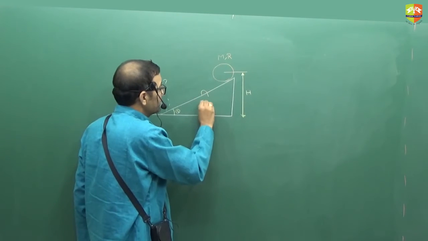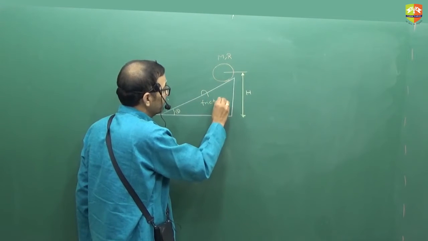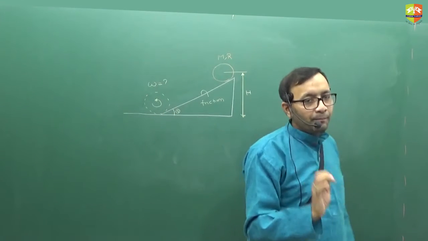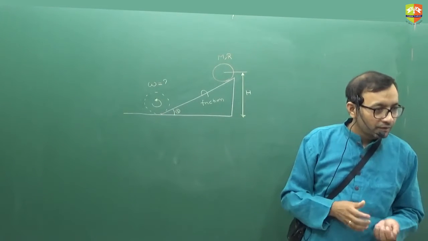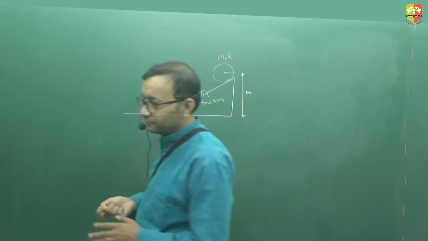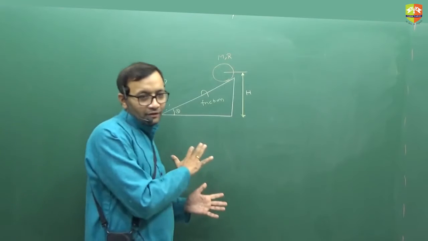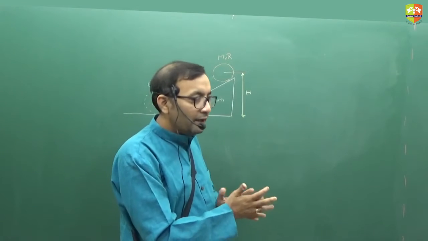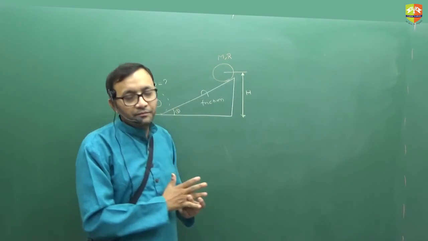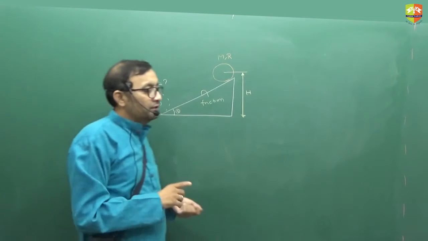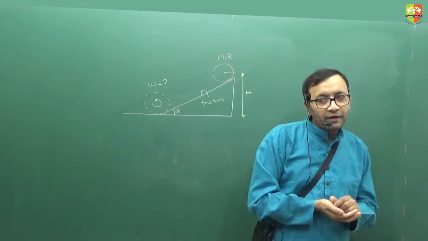There is friction sufficient for pure rolling. Friction is sufficient so that pure rolling happens. All right, there is no slipping. So the inclined plane doesn't shift. You want to shift it? No, not right now. The inclined plane is at rest. Moment of inertia about the center of mass for a sphere is 2 by 5 mr square.